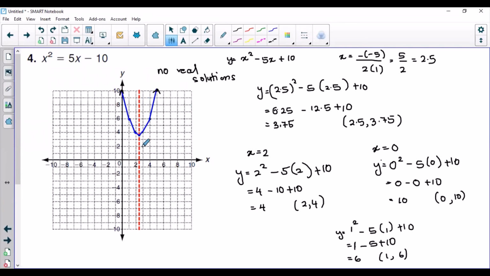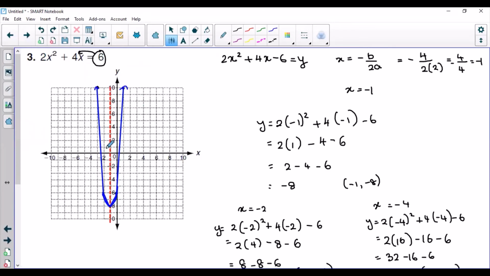Therefore, you need to remember if the parabola is not touching the x-axis, you need to say that there are no real solutions for the graph. Similarly, for the previous ones, here the parabola is touching the x-axis at 2 points. That's one here and one here. So you need to mention those 2 points.